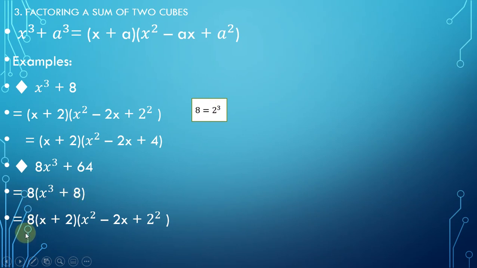So copy 8. So x plus 2, which is our a, and then following again this formula, x squared minus 2x, our a and x, plus a squared, which is 2, so 2 squared. So the answer will be 8 times x plus 2 times x squared minus 2x plus 4.